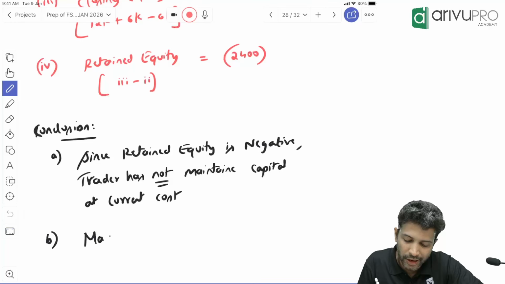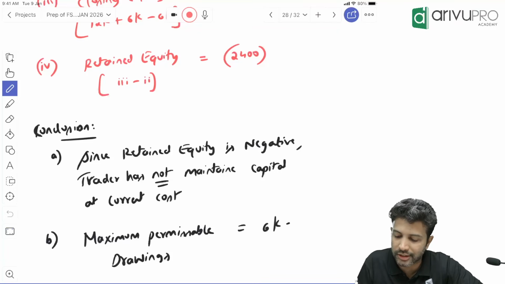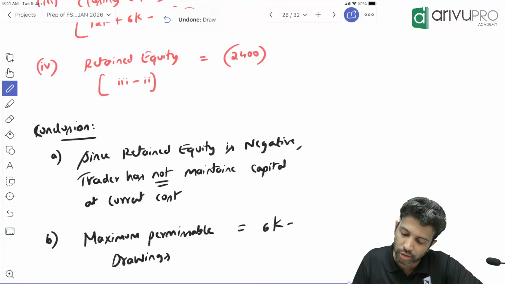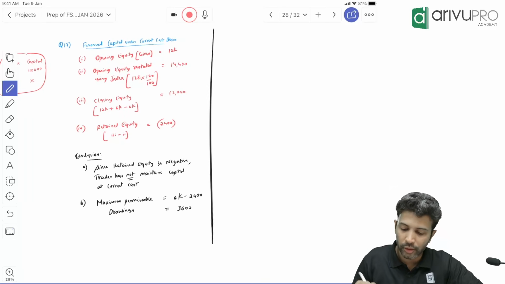Sometimes they'll also ask you for the maximum drawings. Maximum permissible drawing is equal to 6,000 minus 2,400. How much is this? 3,600. Okay, write this. I'll explain to you what we did here.